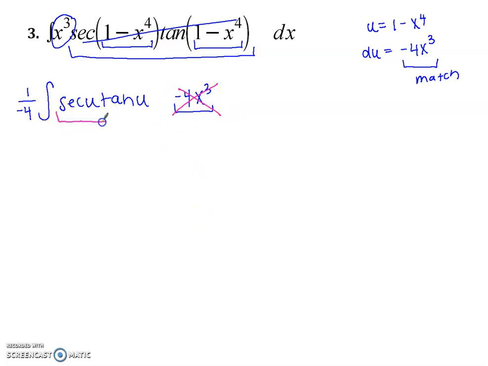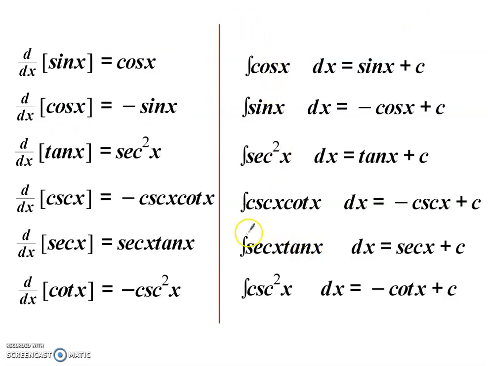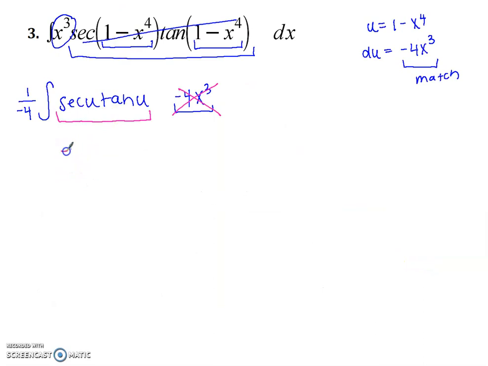Okay. Then I just want to go look on my integral sheet for the integral that has secant tangent. That's going to turn into secant. So I can rewrite this as -1/4 secant of u, and then we're going to go ahead and put our u back in, so you can do that all in one step if you want. So that will be -1/4 secant of 1 minus x to the 4th plus c.